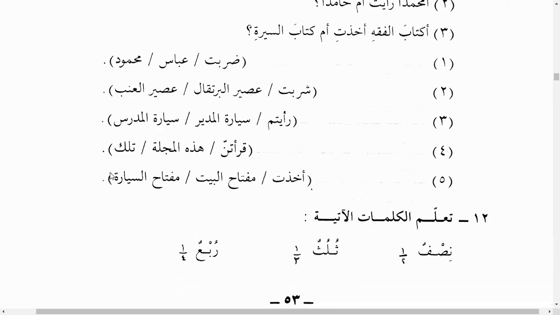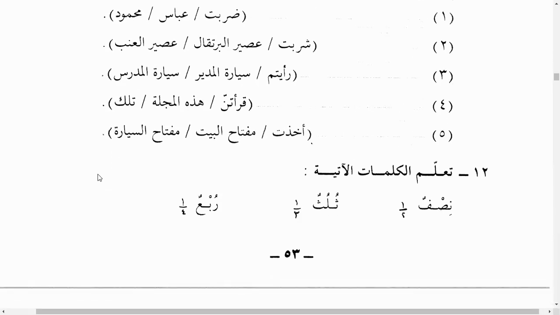Okay, number 4. قرأتن هذه المجلة تلك. We have the use of اسم الإشارة. هذه المجلة قرأتن أم تلك؟ هذه المجلة قرأتن أم تلك. Okay.